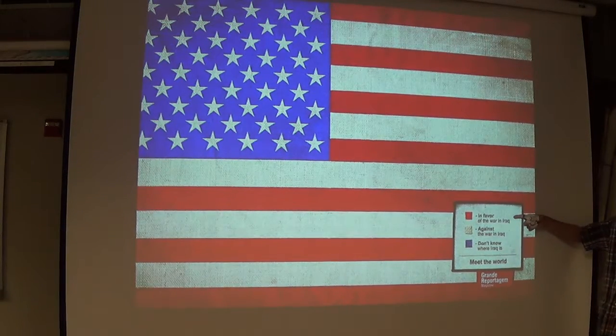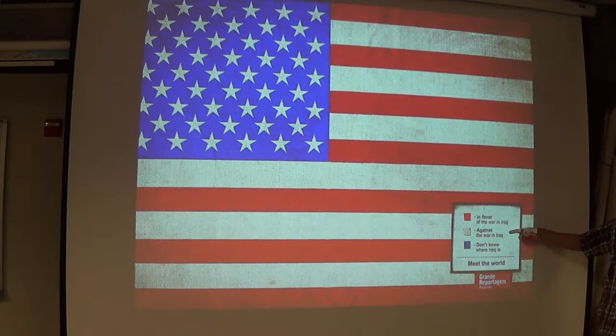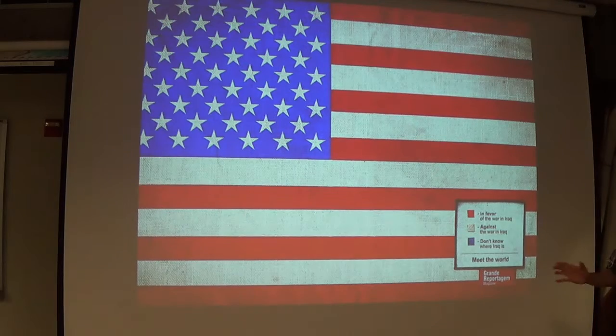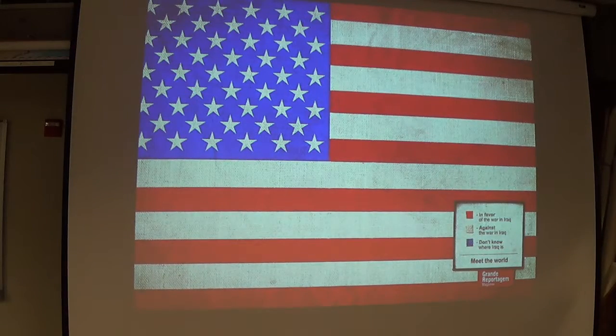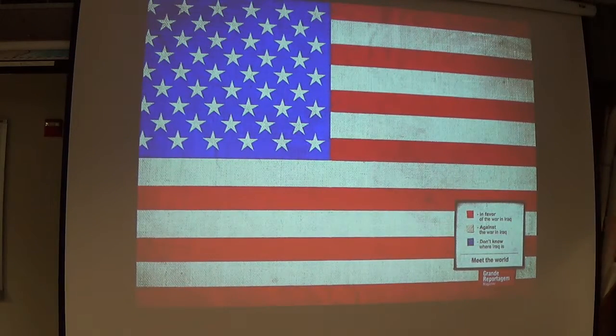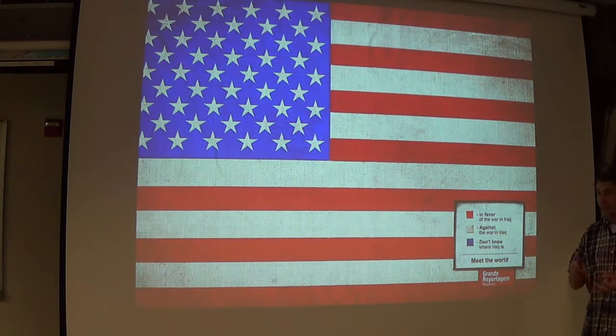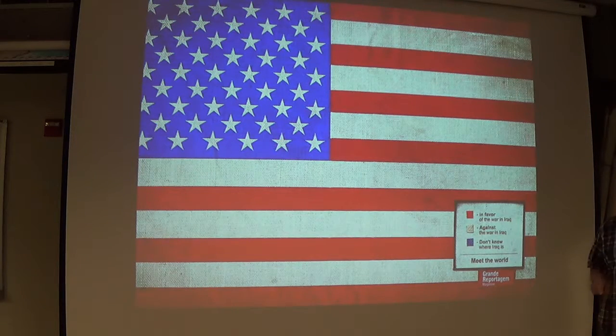Red, in favor of the war in Iraq. White, against the war in Iraq. Blue, don't know where Iraq is. Ostensibly, this is based on a random sample of Americans, and it's clever. They did this with a bunch of flags in a bunch of different countries. They did China, they did Somalia, they did Brazil, about a half a dozen. Cameroon, I believe, was in there as well.